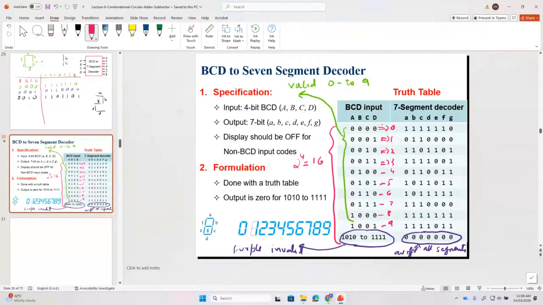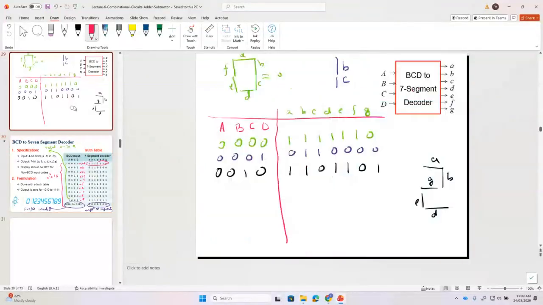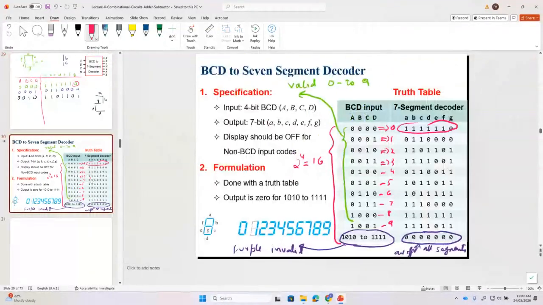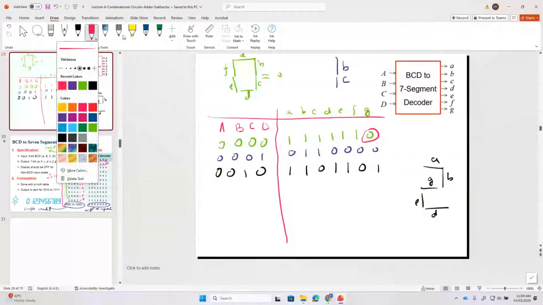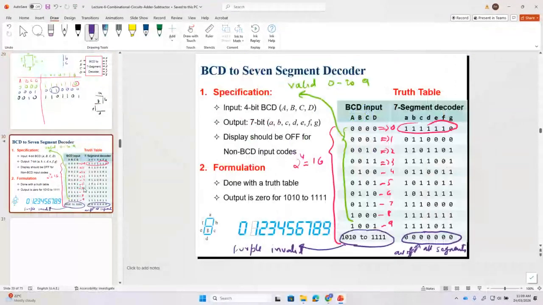Can you see here? This is the code for 0. For 0, only G segment is off. And for 1, can you see here? B and C are on. So for 1, B and C are on. Any question? And similarly, you draw the truth table for a BCD to 7 segment. Any question? Should we proceed?